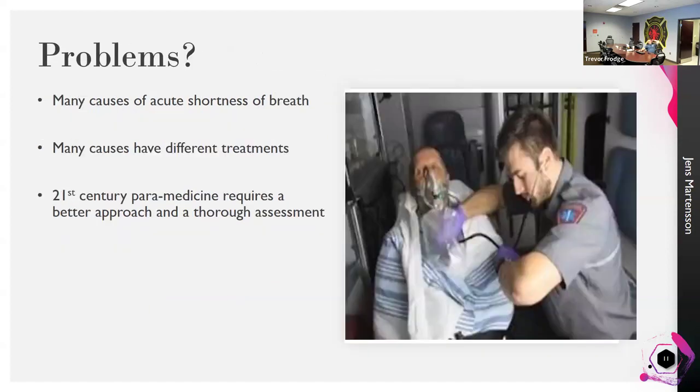So again, the problem with that is, well, there's a lot of things that cause shortness of breath. Everything that causes shortness of breath has different treatment. So our 21st century paramedicine requires better approach and a thorough assessment. We can't just throw them on a non-rebreather and transport. Not only is that a really terrible practice, it also, depending on what's going on with the patient, can cause more harm. So high flow oxygen is not always the indicated answer for every single thing you do. There are times when high flow is absolutely indicated. We should do that. There are many times we should absolutely not give high flow oxygen. We'll talk about that as we go through.